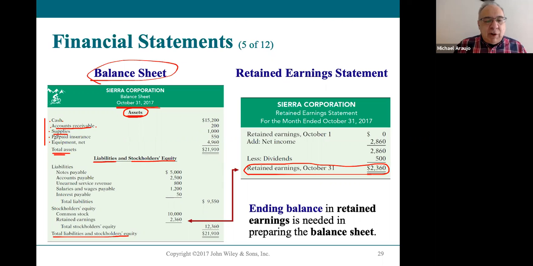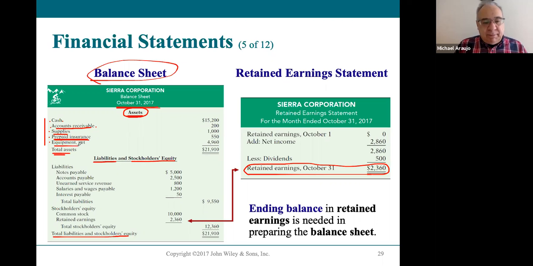The same thing with insurance. Remember, when you buy insurance, you're buying coverage for, say, a 12-month period of time. So it starts off literally as an asset. However, as the months go by, you're using up your coverage. And as you use up your coverage, you can expense what you've used up. So supplies and prepaid insurance have that in common. This will show up as insurance expense once you've used up that part of the policy.